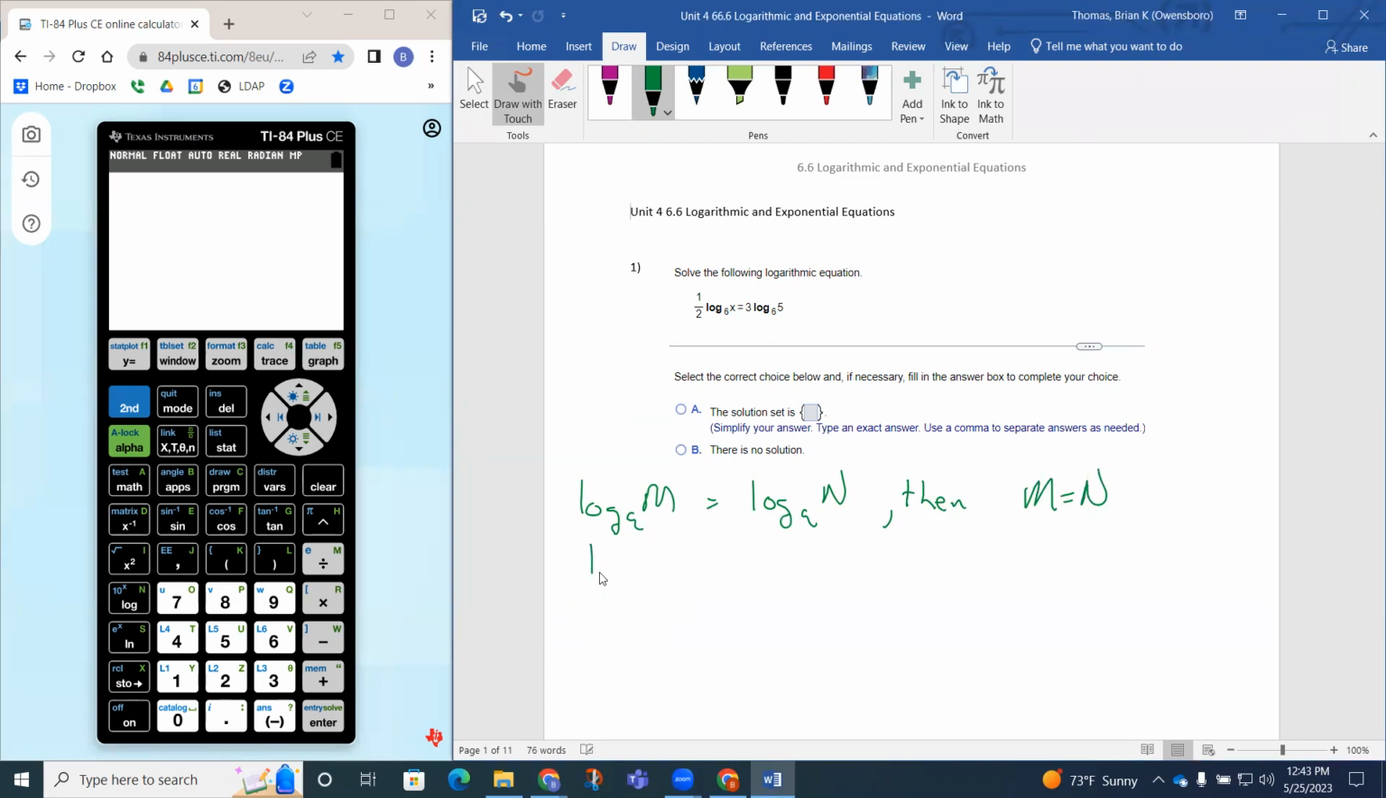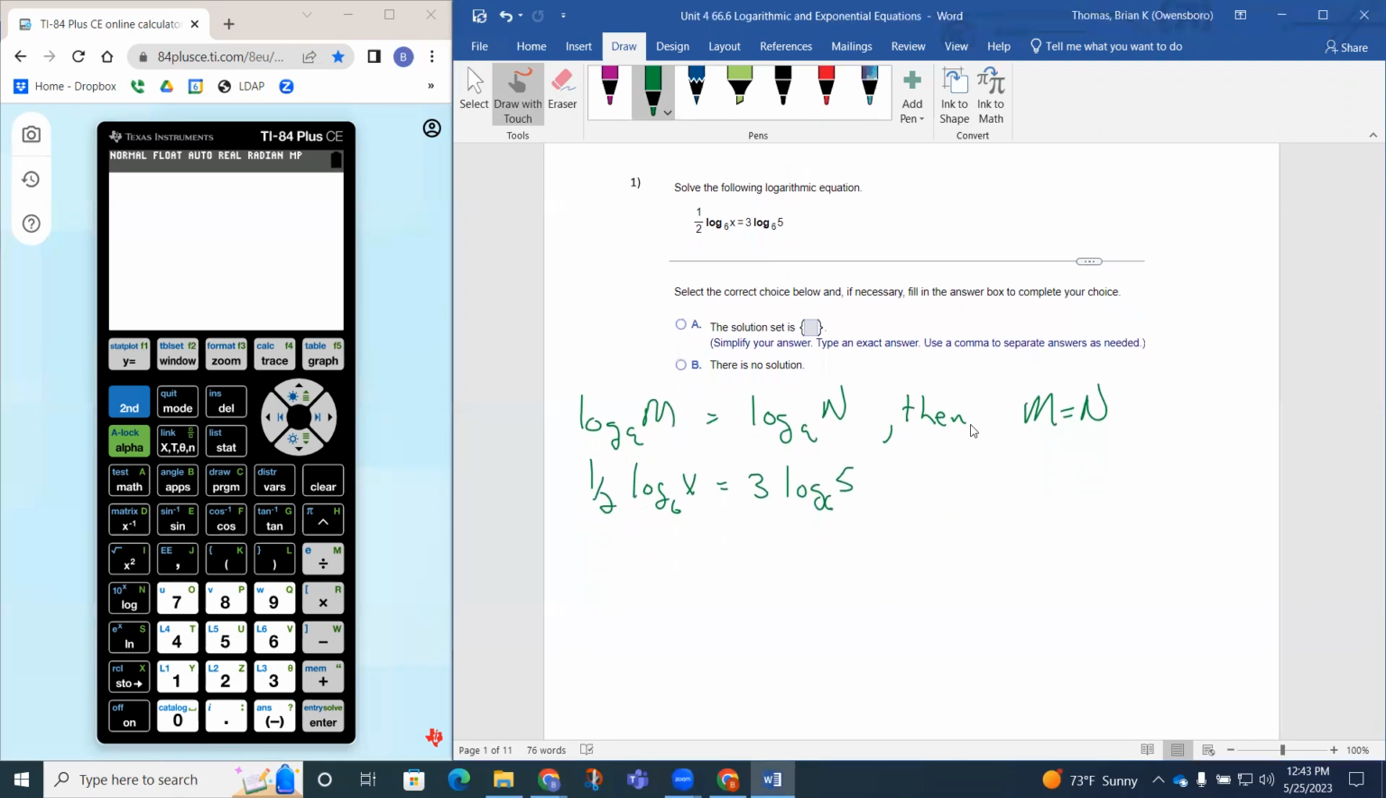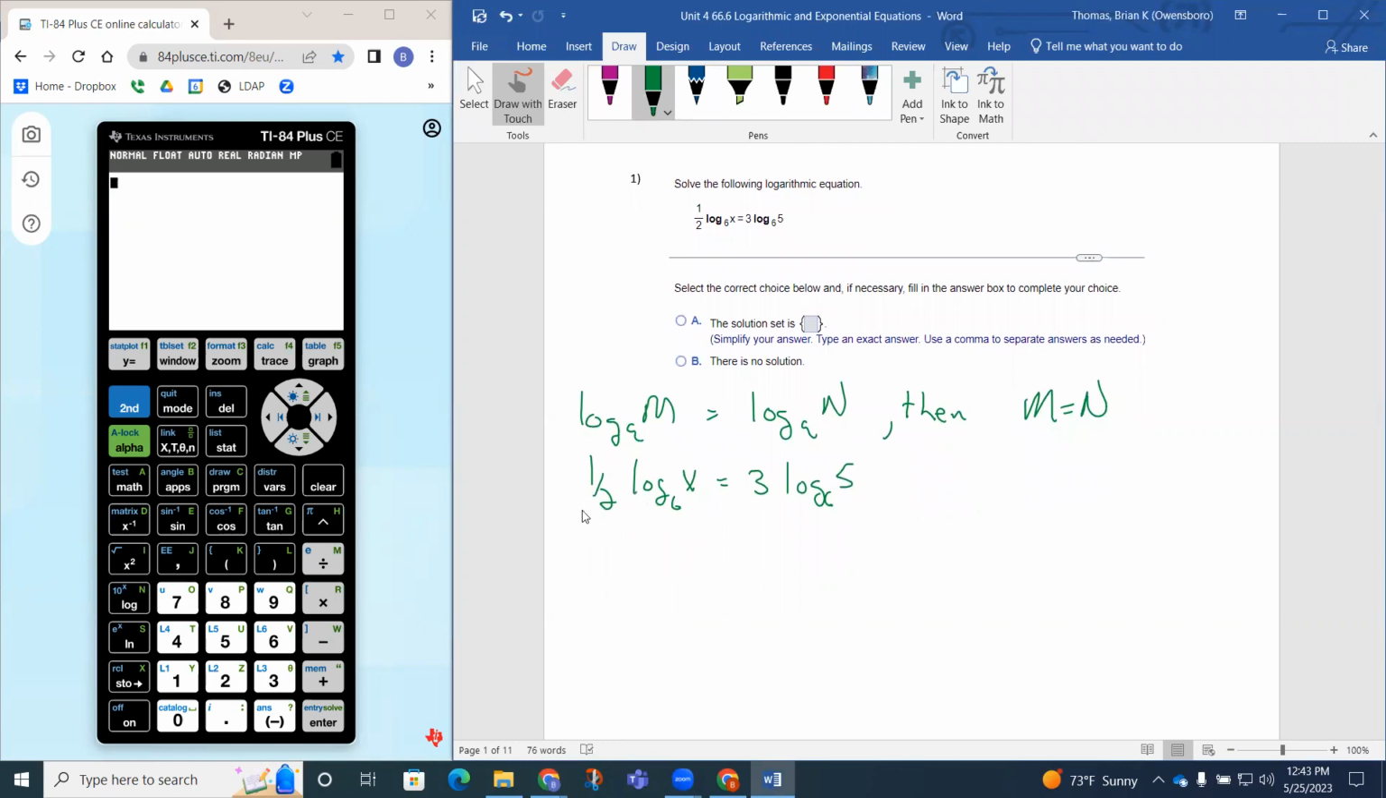So if I look at our problem, we have this 1/2 the log of x base 6 equal to 3 the log of 5 base 6. We also have to use our properties of logarithms here. Notice this 1/2 can come back in as an exponent. So this becomes the log of x to the 1/2 base 6 is equal to, and this 3 can come back in as an exponent, the log of 5 to the 3rd base 6.